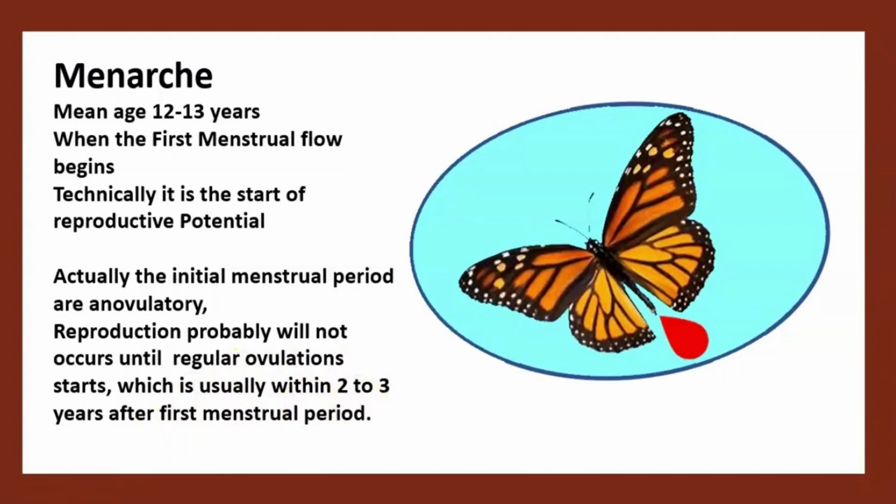Now, menarche essentially describes the first menstrual period a person has. The typical mean age is anywhere between 12 and 13 years on average. When the first menstrual flow begins, this is technically the start of the potential for reproduction. This doesn't, in most cases, and as you're going to see later on, the menstrual period is anovulatory, meaning there is no capability to reproduce, but it starts the process. Reproduction most likely will not occur until regular ovulations start, which is usually within 2 to 3 years after the first menstrual period.